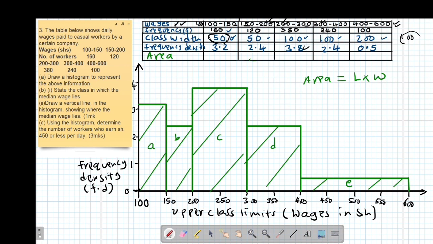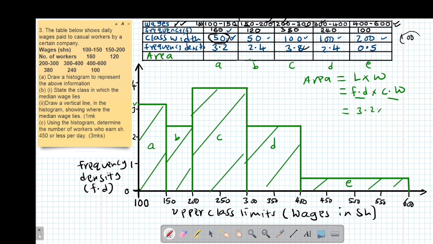So area is given by length times width, for which in this particular case, our width will be the class width. That is why we are calling it the class width. Then the length of, for example, this rectangle A, will be the frequency density. So that means area is equal to frequency density multiplied by the class width. Therefore, for the area of the first bar, remember this one represents the area for A, for B, for C, D, then for E, you are going to take the frequency density, which was 3.2 at this particular point.